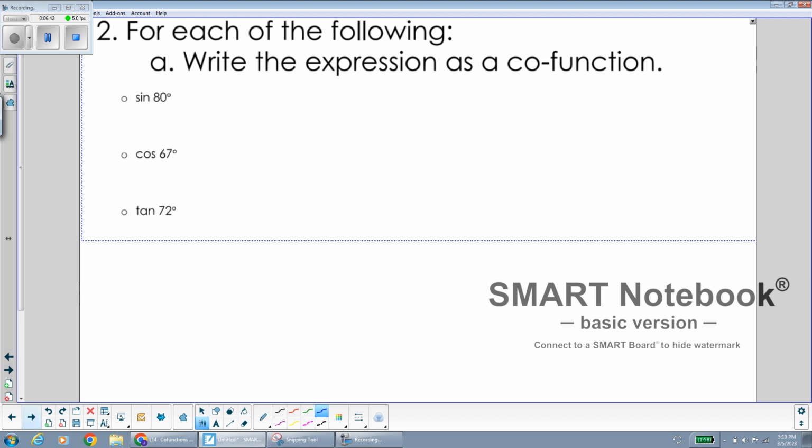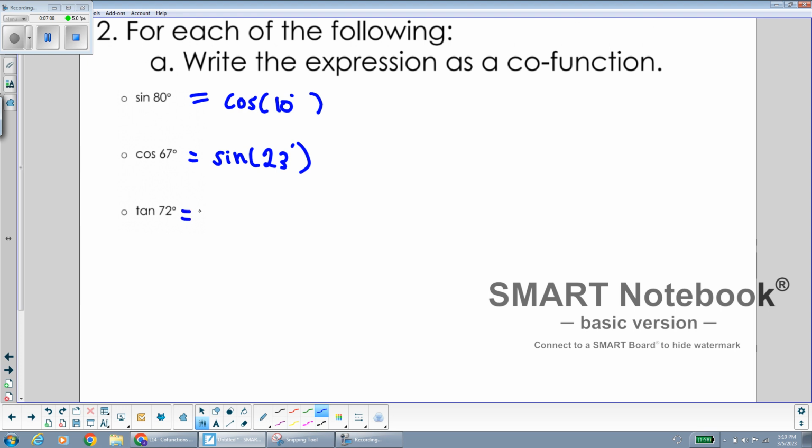For each of the following, write the expression as a cofunction. So sine of 80 degrees would be equal to cosine of what makes 90 with 80? 10 degrees. Cosine of 67 degrees would be equal to sine of what makes 90 degrees with 67? 23 degrees. And tangent of 72 degrees would be equal to cotangent of what makes 90 degrees with 72 degrees? 18 degrees.